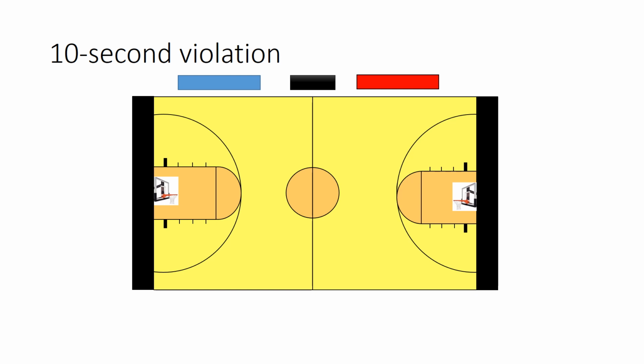Let's look at these using the court as a tool. Red is bringing the ball from the backcourt to their front court. They must cross the division line within 10 seconds, or else this is a 10-second violation.